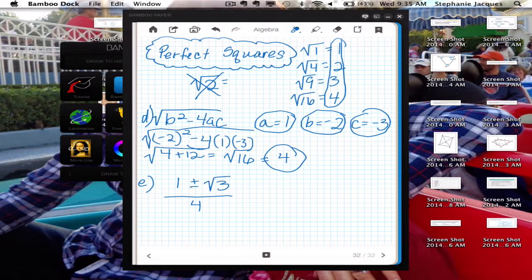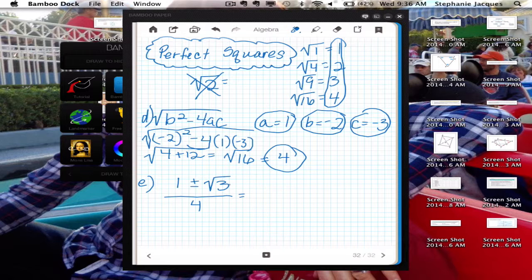All right, the last example is evaluating expressions that give you numbers and you have a plus and a minus. So the way to do this is, first, if it's a fraction, let's start on the numerator. So I have 1 plus and minus the square root of 3. I know that's not a perfect square. So if we use a calculator and we round it to the nearest hundredth, what you do is you put the number in and then you hit square root.